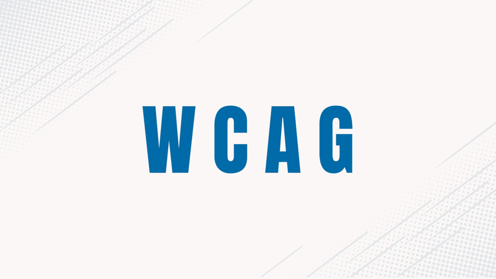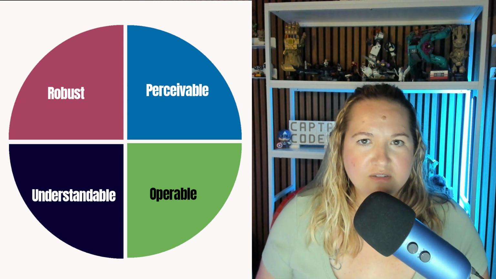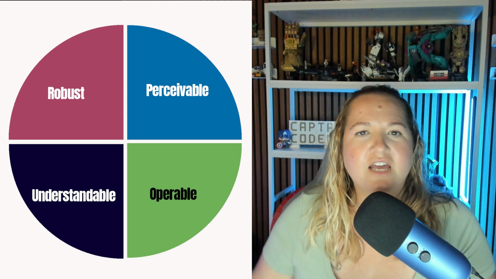Now, within the Web Content Accessibility Guidelines, or WCAG, we follow something called the POUR principle, POUR. And by that, it stands for your website needs to be perceivable, operable, understandable, and robust. Let's break that down a little bit. These principles help guide us so that we are creating a website that everybody can use.